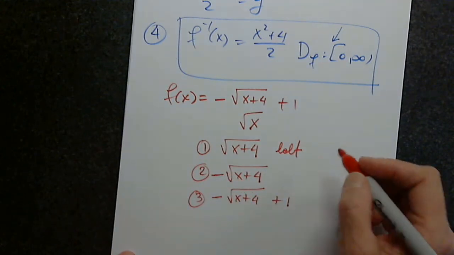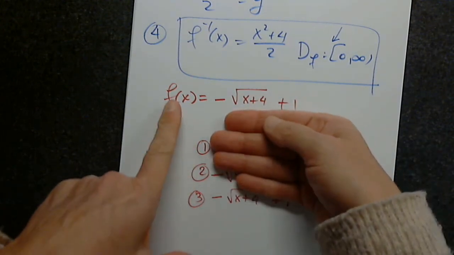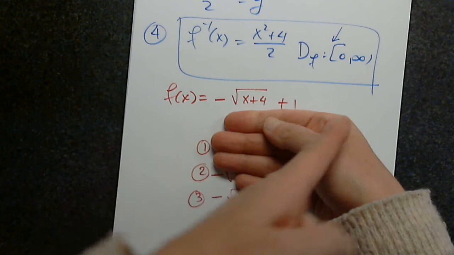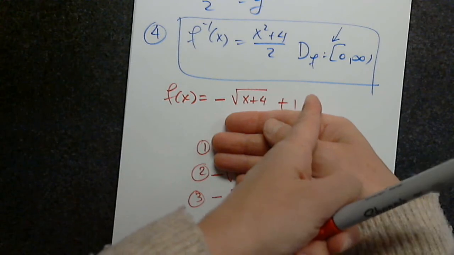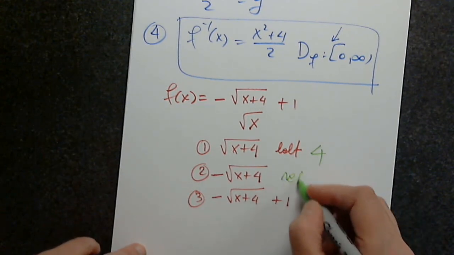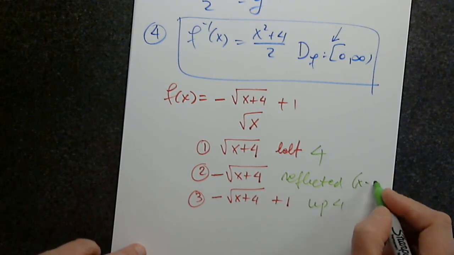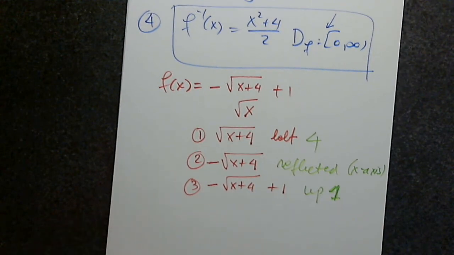Yes, that's where I went wrong, because I had the x plus 4 first. Let me tell you where that comes from. If you want to evaluate this for 3, you will put 3 plus 4, but you will not add 1. You will have to multiply by negative 1 first, and then you add 1. So this is left 4, this is reflected with respect to the x-axis, and this is up 1. I don't know why I wrote 4. Up 1. That's where I got it wrong.